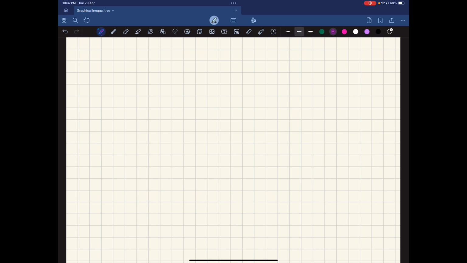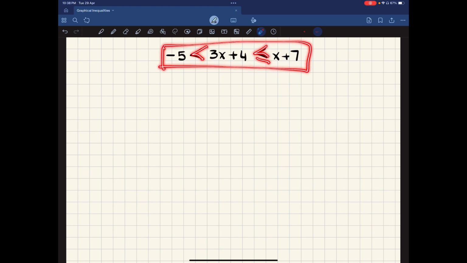Okay? Another thing that they might test you on is a double inequality. Now, what is a double inequality? So, for example, they ask you to solve this inequality. So, what do we have? We have a double inequality sign in a single question. Now, there are two ways to go about solving this.